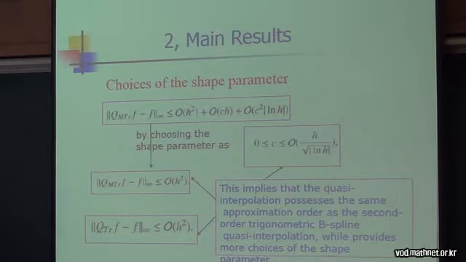That's the choice of the shape parameter. From the error estimate, we can see that if we choose C satisfying the inequalities, then the error becomes this form. Now let's compare with the second order trigonometric approximation order. We can see that it gives the same approximation order as the trigonometric B-spline quasi-interpolation. Moreover, as we know, the second order trigonometric B-spline is a special case where C is 0. Thus, our quasi-interpolant gives more choice of the shape parameter. The shape parameter can range from 0 to O(h minus h divided by log h squared).